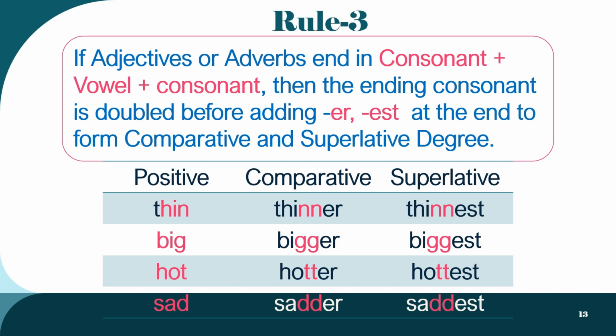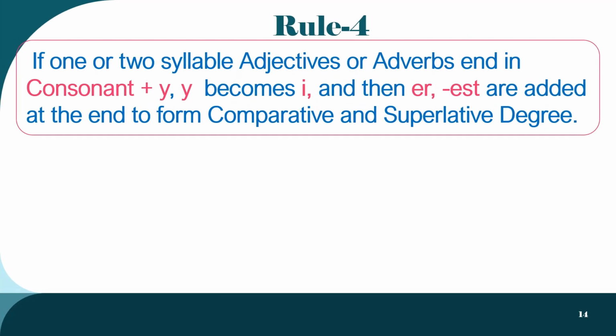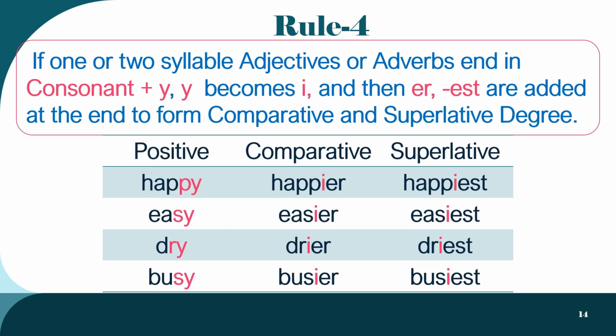So, our first three rules were about one syllable words. Now, rule 4 is about one and also two syllable words. If one or two syllable adjectives or adverbs end in consonant plus y, then y becomes i, and then er and est are added at the end to form comparative and superlative degree. Examples are happy, happier, happiest; easy, easier, easiest; dry, drier, driest; busy, busier, busiest.